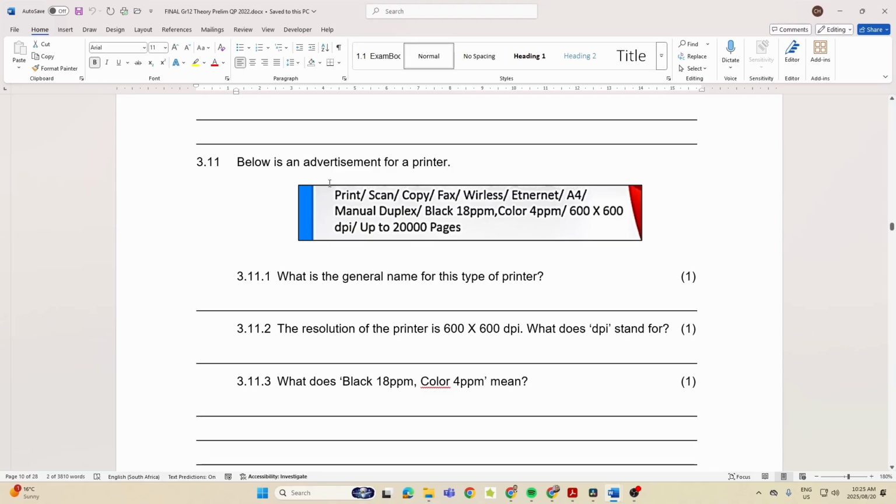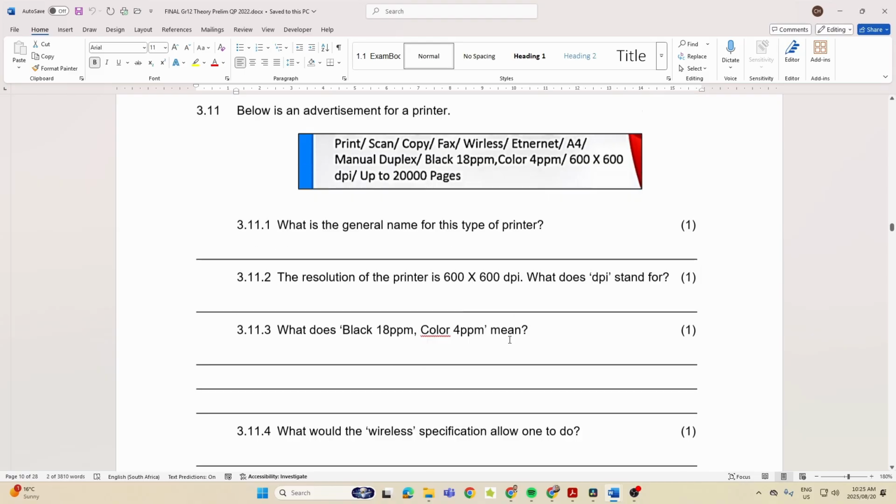Next one, dealing with a printer. If we just look at the ad, what are we reading here? This device can print, scan, copy, which means it's a what? It's a multifunction printer. The fact that the resolution says 600 by 600 dpi, what does that mean? The dpi is referring to dots per inch. The higher the number, the more dots per inch, the better the quality.